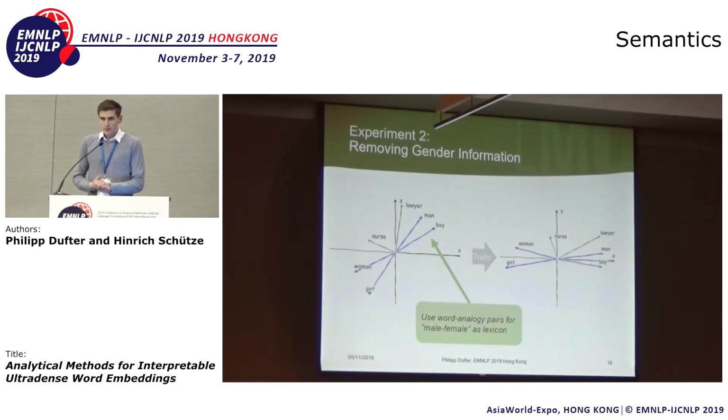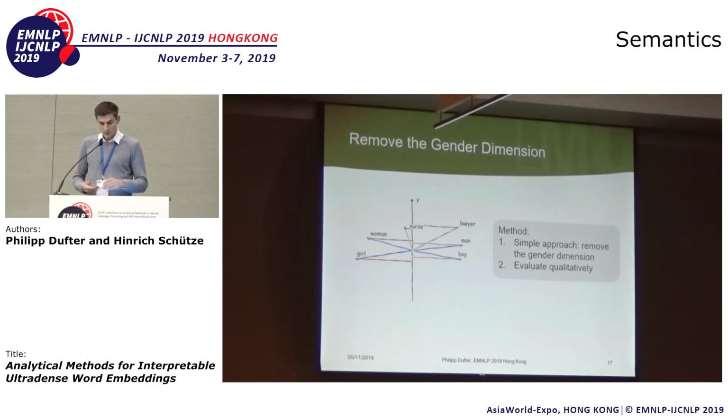The second experiment was removing gender information. Again, same principle. We have an embedding space, and we use as a gender lexicon the word analogy pairs male-female from the Google analogy dataset. We rotate the space such that one dimension becomes interpretable, and then we remove this dimension from the space. So essentially we project all the vectors to the complement of this dimension.